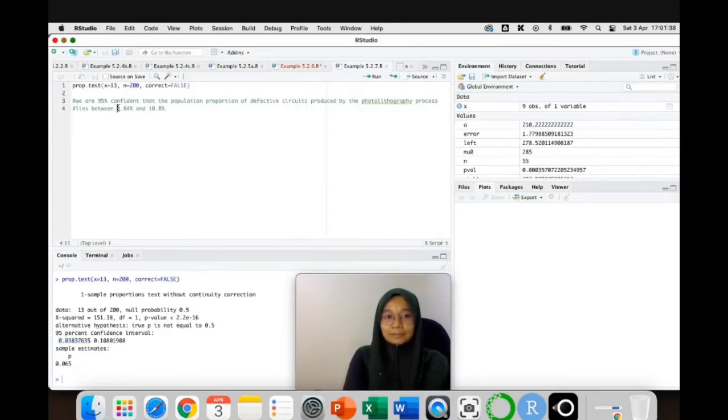convert dia kepada percentage, fraction, proportion. Okay, jawapan akhir proportion always convert into percentage because we talk about proportion.